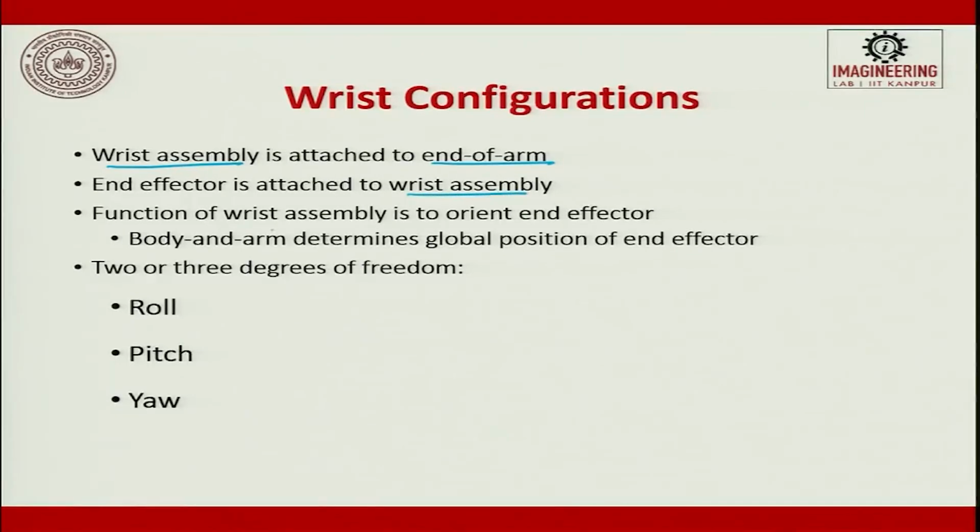The function of a wrist assembly is to orient the end effector. Wrist, orient the end effector. Body and arm determines the global positioning of the end effector. The orientation of the end effector is done by the wrist configuration. So, you will have 2 or 3 degrees of freedom: roll, pitch, yaw, all the 3, any 2 or only 1. So, you will have 3 degrees or 2 degrees of freedom.